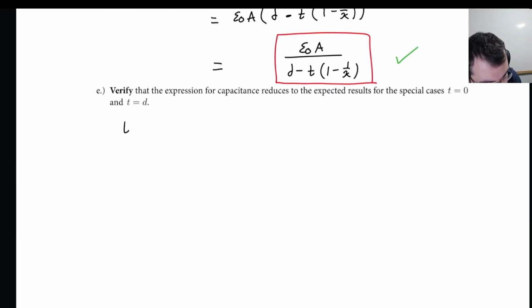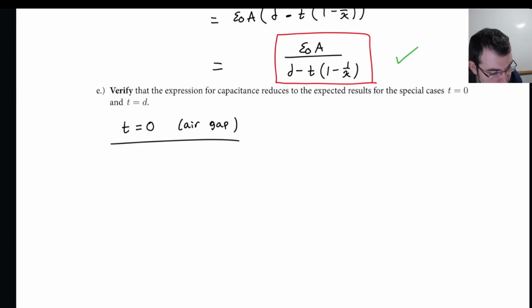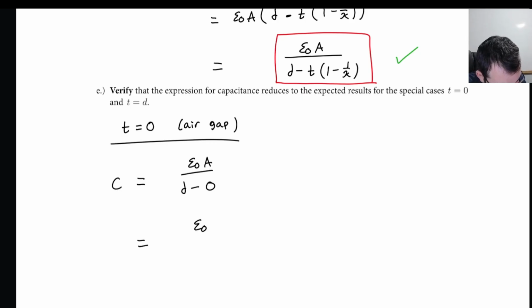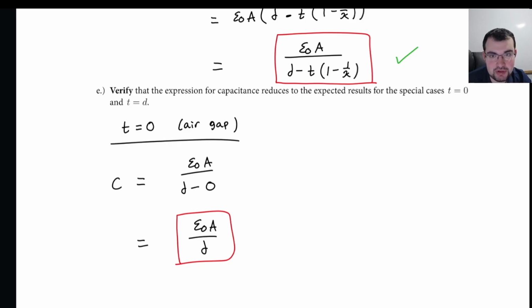If we have T equals 0, this is an air gap. So let's check. C is equal to epsilon naught A over D minus 0. T is 0, so we just wipe out that entire other term. And what do you know? We get epsilon naught A over D. Air gap capacitor, right? It's epsilon naught A over D. There's no kappa involved because it's all air.